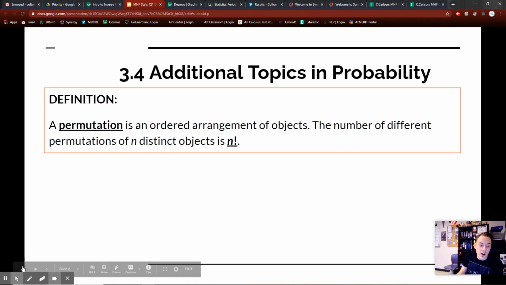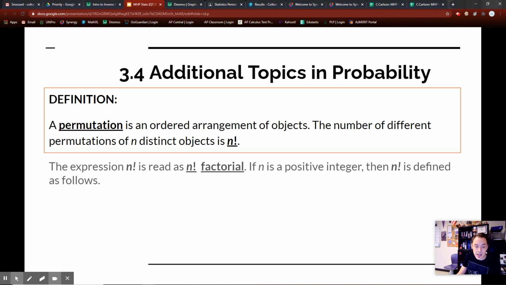Awesome. So our first thing, a permutation is an ordered arrangement of objects. The number of different permutations of n distinct objects is n factorial. It doesn't mean like n because it has an exclamation point. It just means n factorial. That's what it's going to be called. Okay, and so right here, the expression n exclamation point is read n factorial.